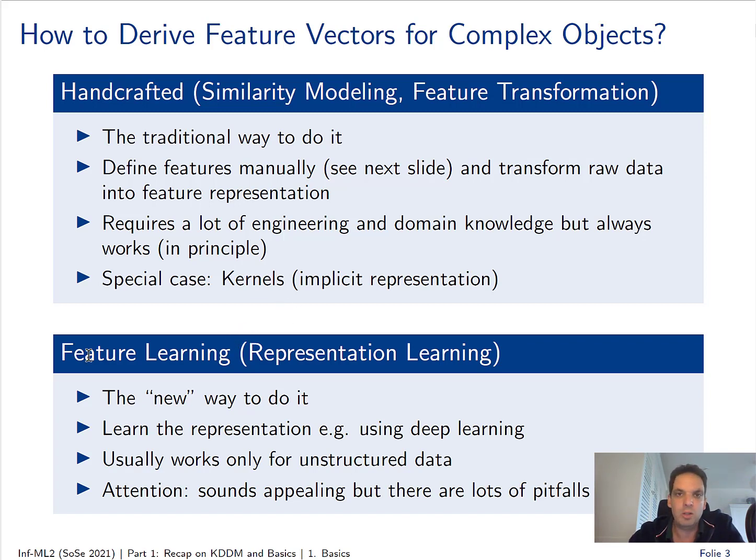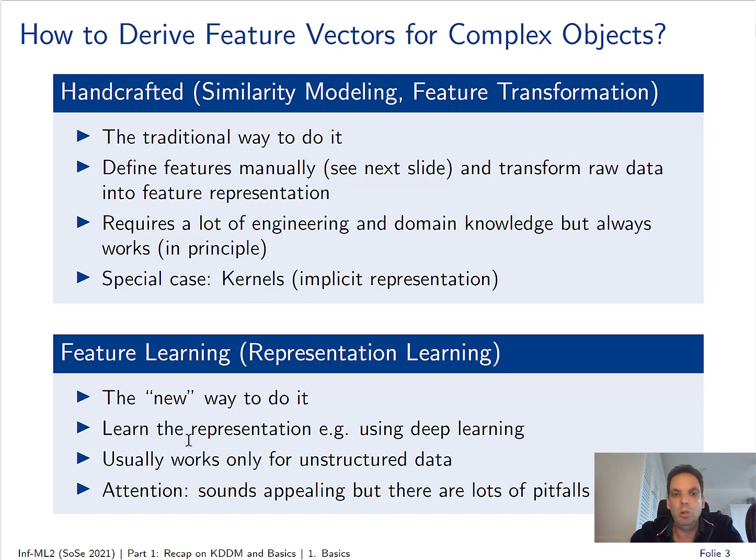And now the second way to do it is feature learning, also called representation learning. That is the new way to do it, the fancy, the cool stuff, because that's deep learning actually. Wow, deep learning is the cool stuff. But of course, not always. It's not the one-fits-all solution, but anyway. So let's have a closer look.